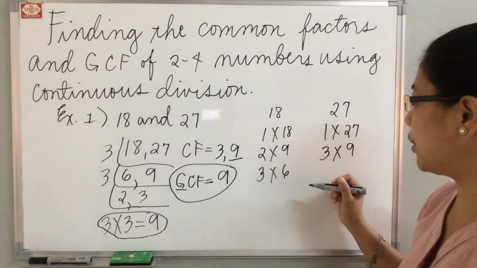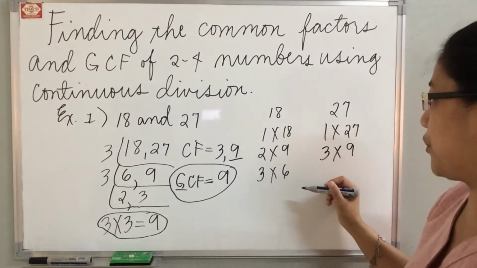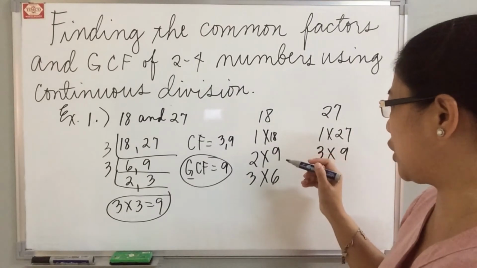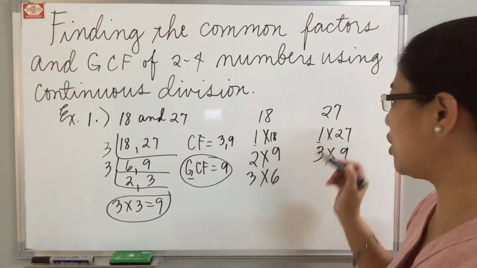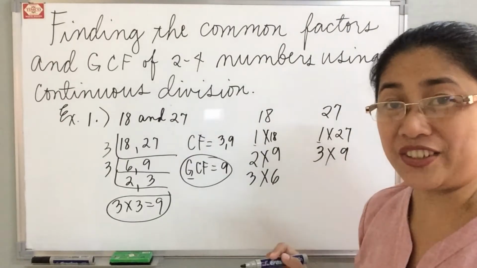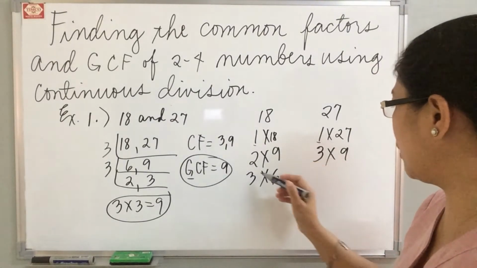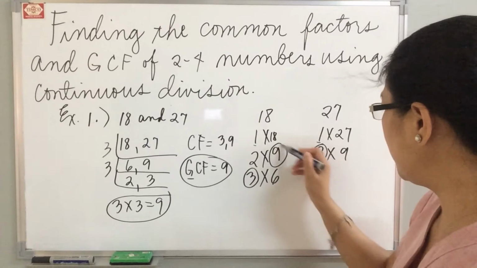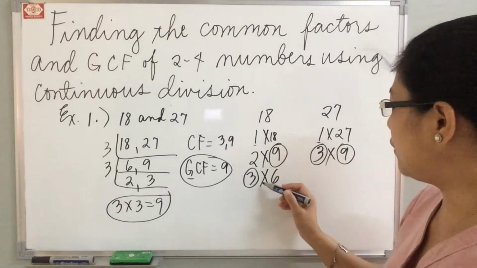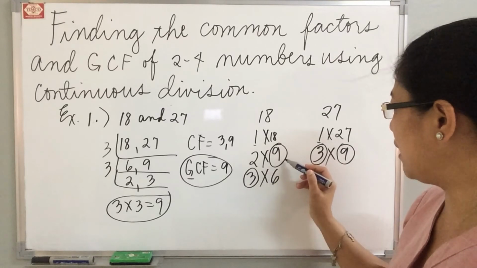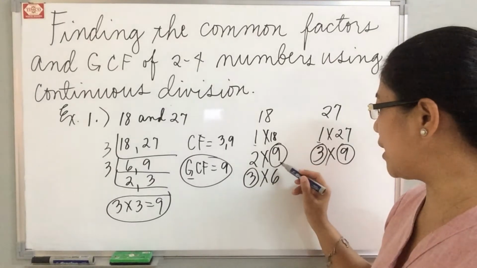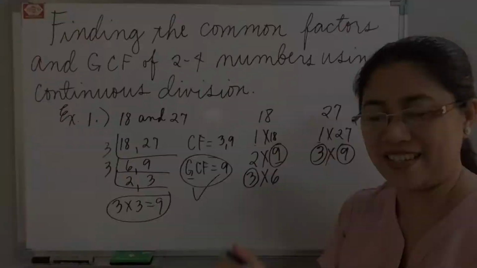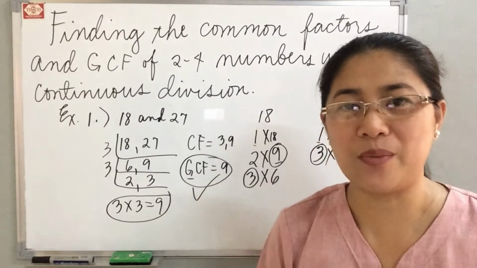And then, let's encircle all the common factors, or the numbers that they have in common. We are not going to include 1 because all numbers have 1 as a factor. So, let's encircle numbers 3. We have 3 here. We also have 3 here. And number 9. So, the common factors are 3 and 9. And the greatest common factor is number 9. So, therefore, our answer here is correct. Now, let's go to our next example.